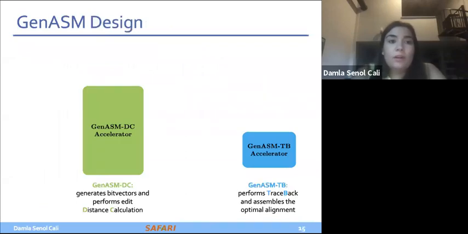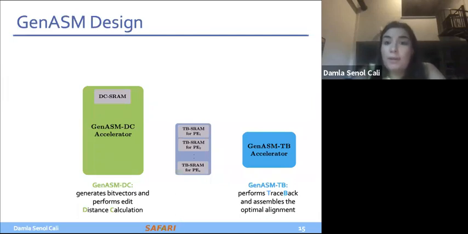So when we look at our design, GenASM is composed of two main components, GenASM DC and GenASM TB. GenASM DC generates bit vectors and performs edit distance calculation. So DC comes from distance calculation, whereas GenASM TB performs traceback and assembles the optimal alignment. So TB comes from traceback. And we also have DC SRAM and TB SRAM.